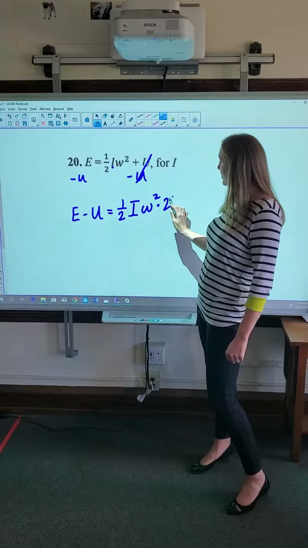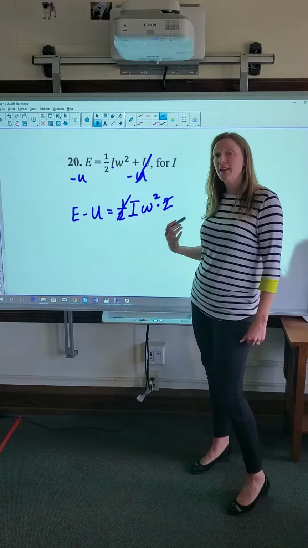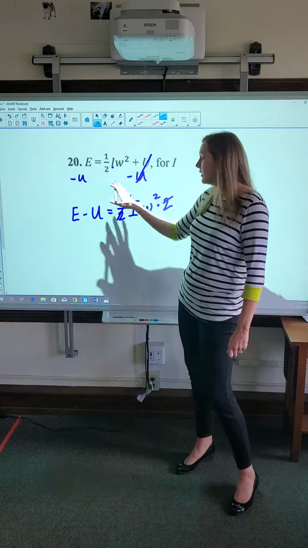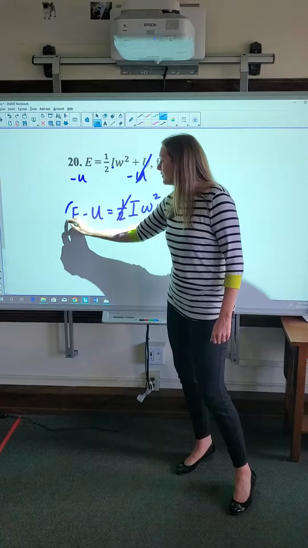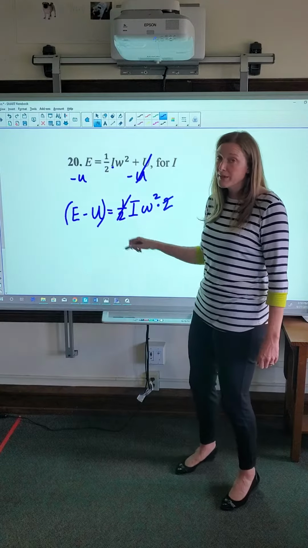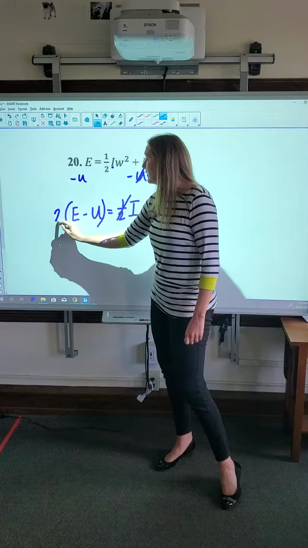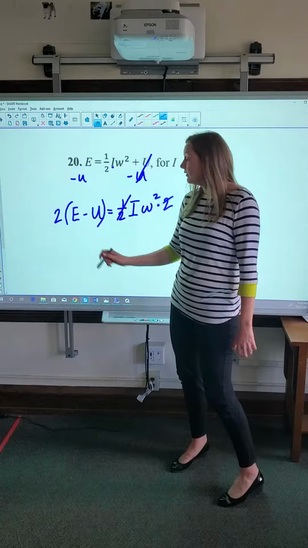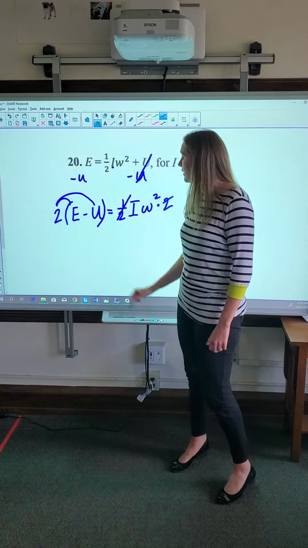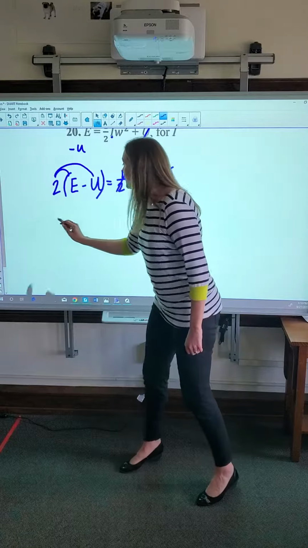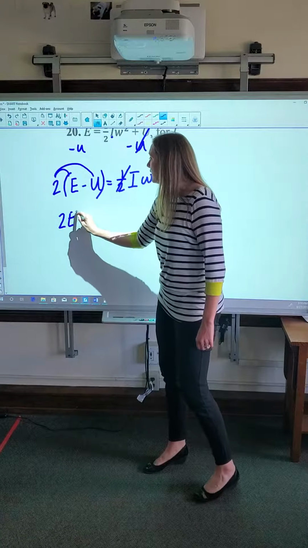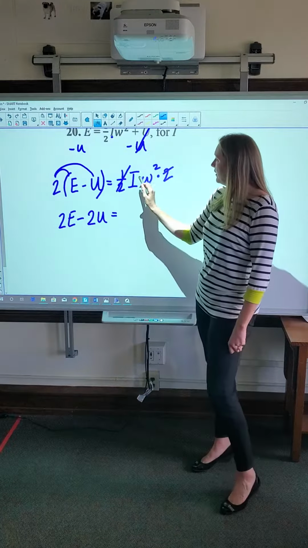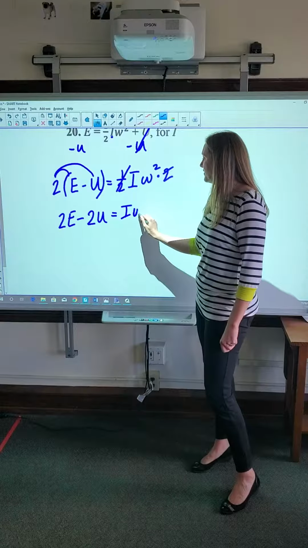So what's going to happen here? This 2 and this 1/2 are going to cancel, which is exactly what I want to have happen. But I can't just multiply the right side by 2, I also have to multiply the left. So I have to multiply the entire left side. So these parentheses are really important. And I'm going to multiply by 2. If you want, you can distribute this 2. So we are left with 2e minus 2u is equal to I times w squared.